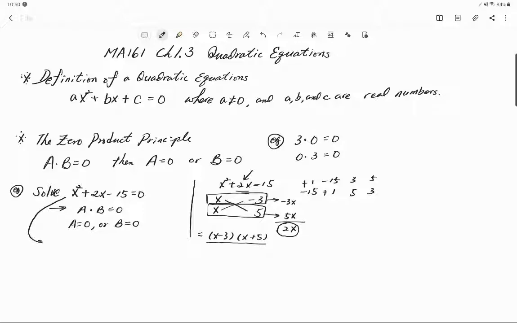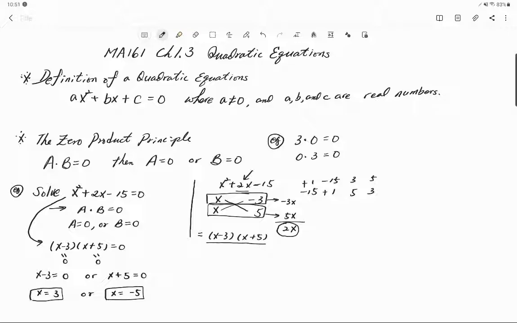So this equation can be written as x minus 3 times x plus 5 equals 0. Using the zero product principle, we can set this factor equal to 0 or this factor equal to 0. If you set x minus 3 equal to 0, or we set the second binomial factor equal to 0, then from this, plus 3 each side, so x equals 3, or from this one, minus 5 each side, so x is negative 5. So we found two solutions, 3 and negative 5.